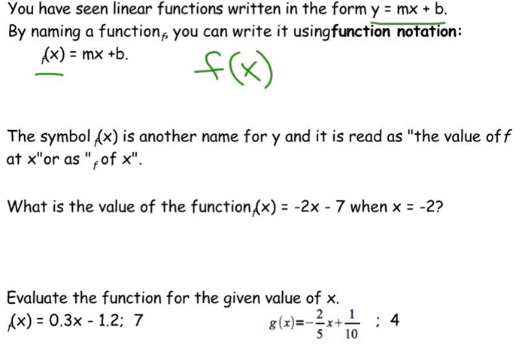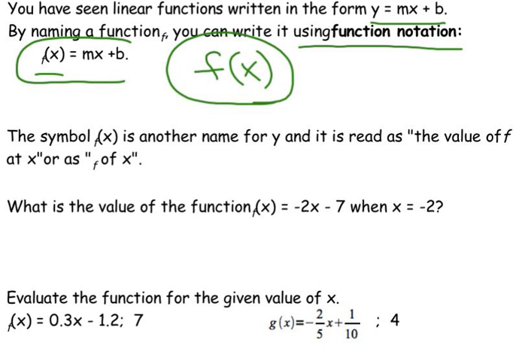Basically, when you write in function notation, instead of using the y, you're using the f of x symbol, and it's written almost exactly the same way. So just to read this off, the symbol f of x is another name for y, and is read as the value of f at x, or as f of x. That's what I prefer.